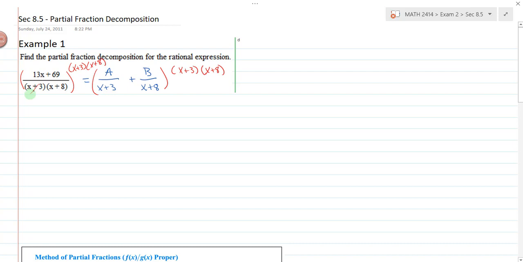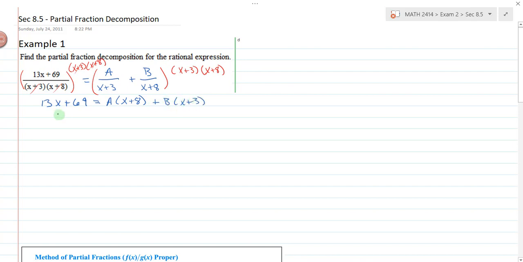And when I do that, both of these factors are going to cancel with these, and that's going to leave us with 13x plus 69 equals, and then when I distribute this least common denominator across to this first term, the x plus 3's are going to cancel out, and I'm left with A times x plus 8. And when I distribute the least common denominator to the second fraction, I'm left with B times x plus 3.